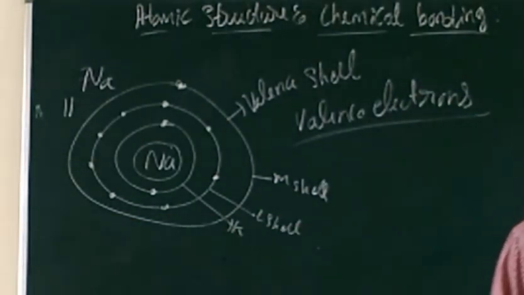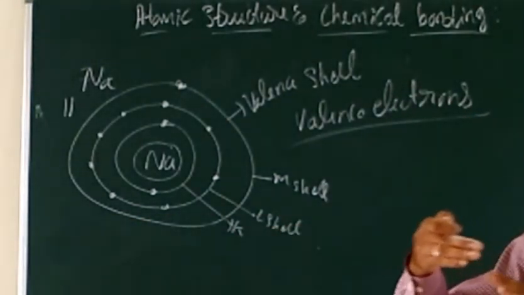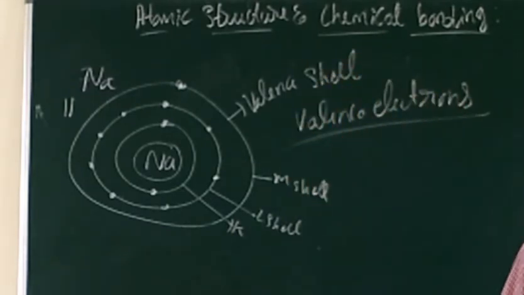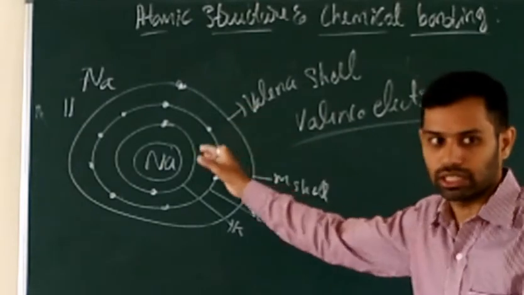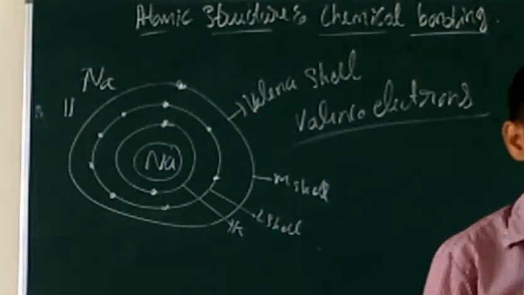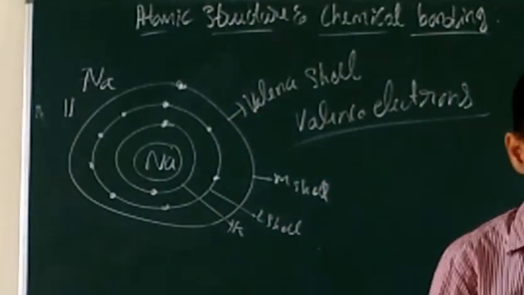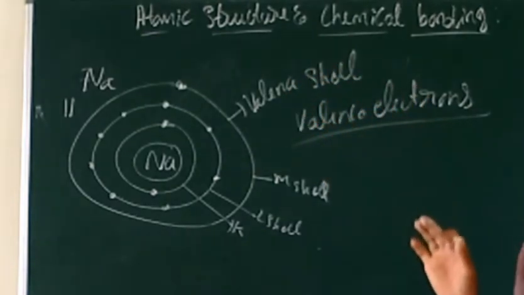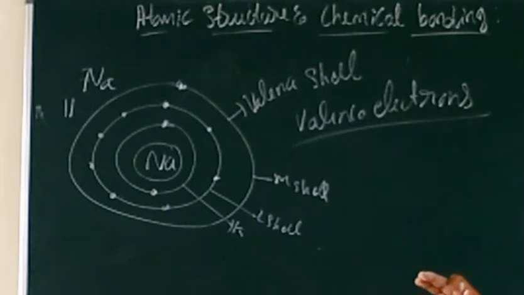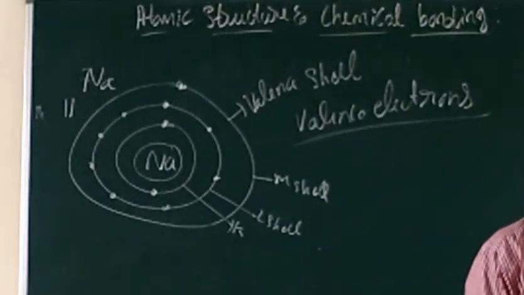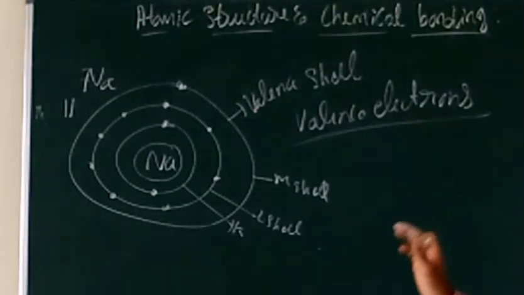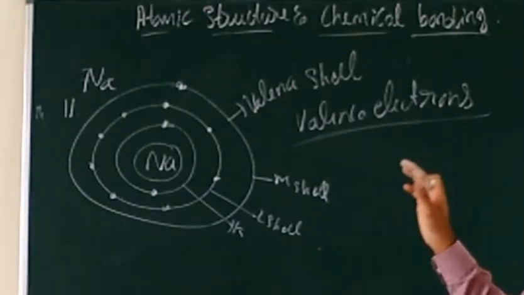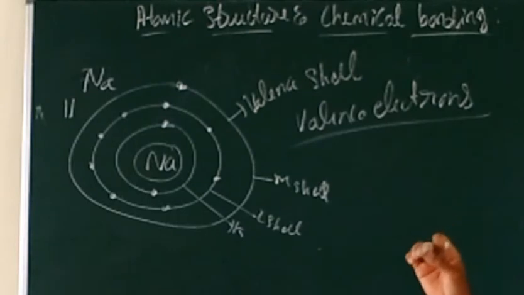And chemical reactions are also based on the valence electrons. The valence electrons present in the outermost shell are the ones that will be involved in a chemical reaction. So a chemical reaction depends upon the valence electrons present in the outermost shell. Keep it in mind. Clear?